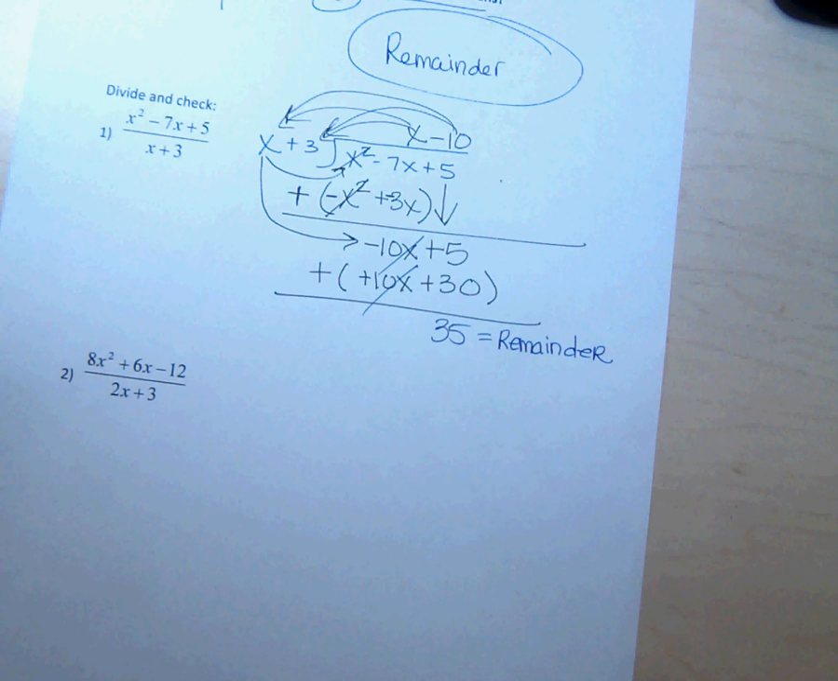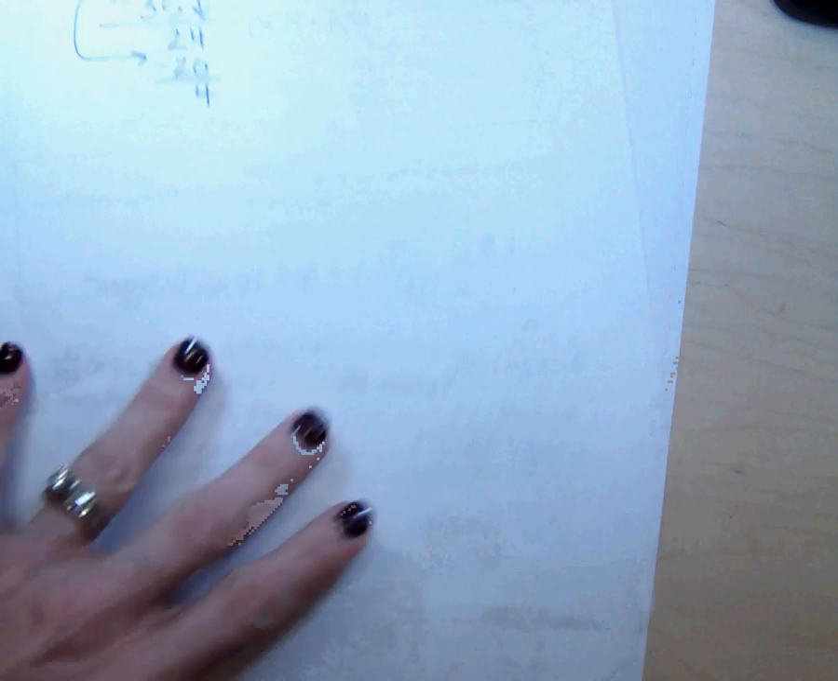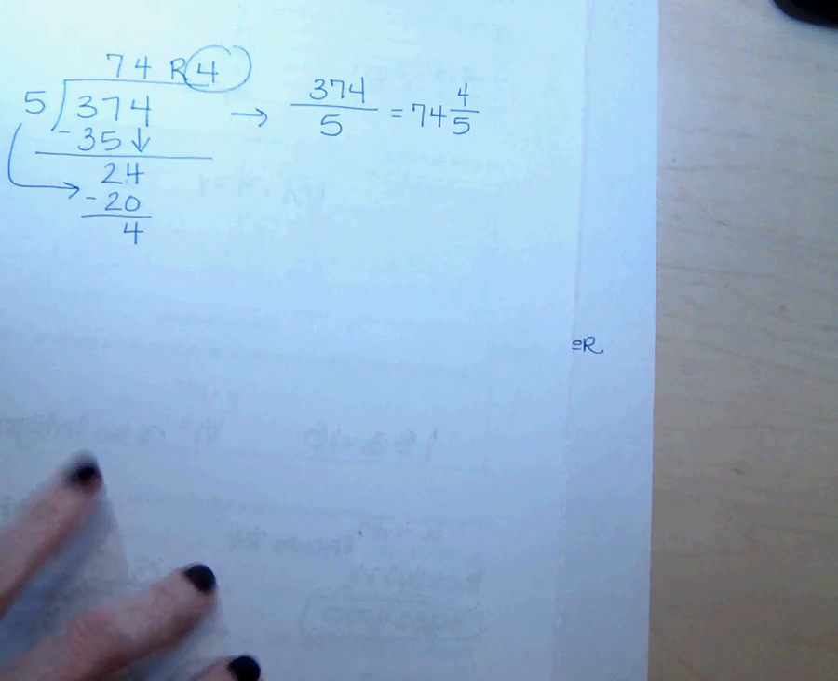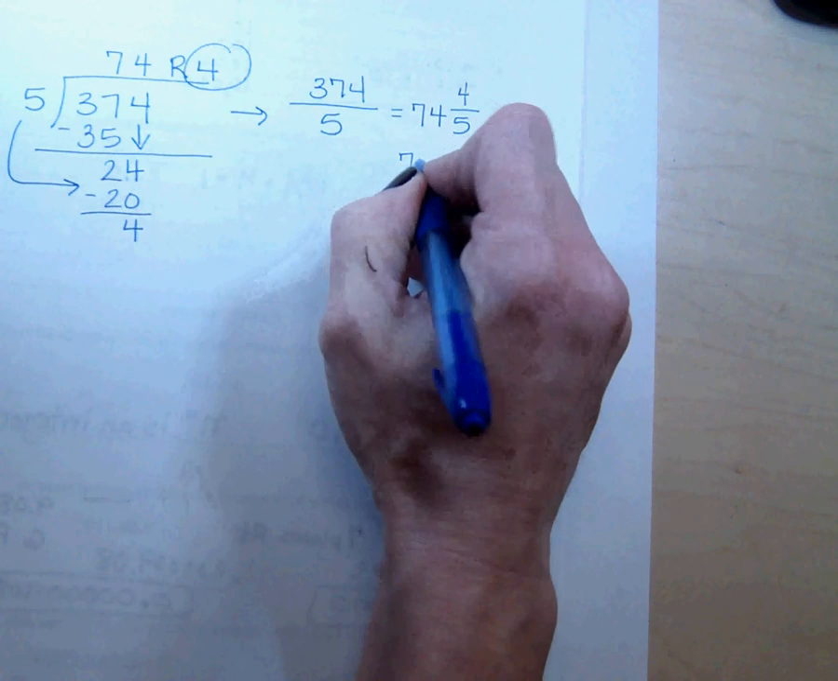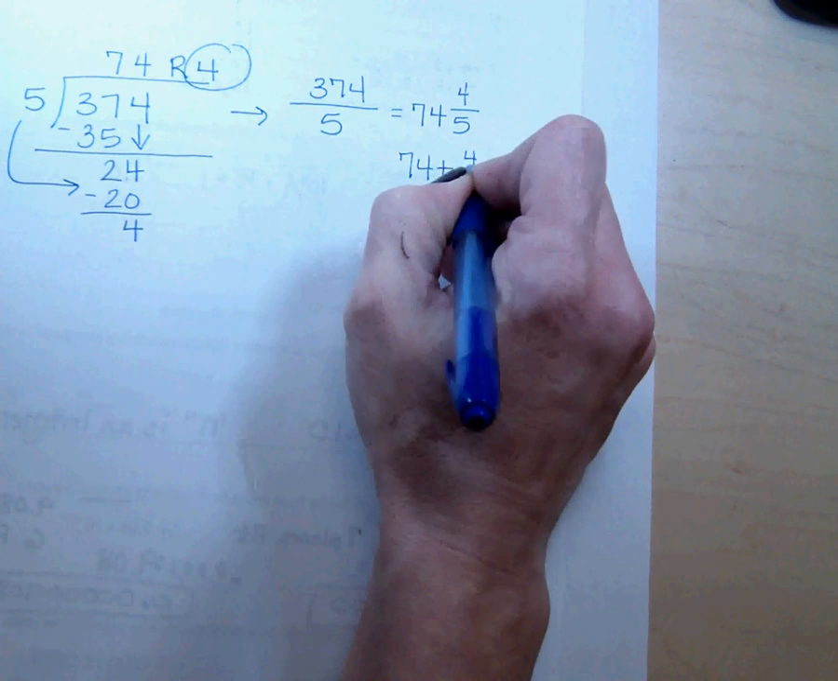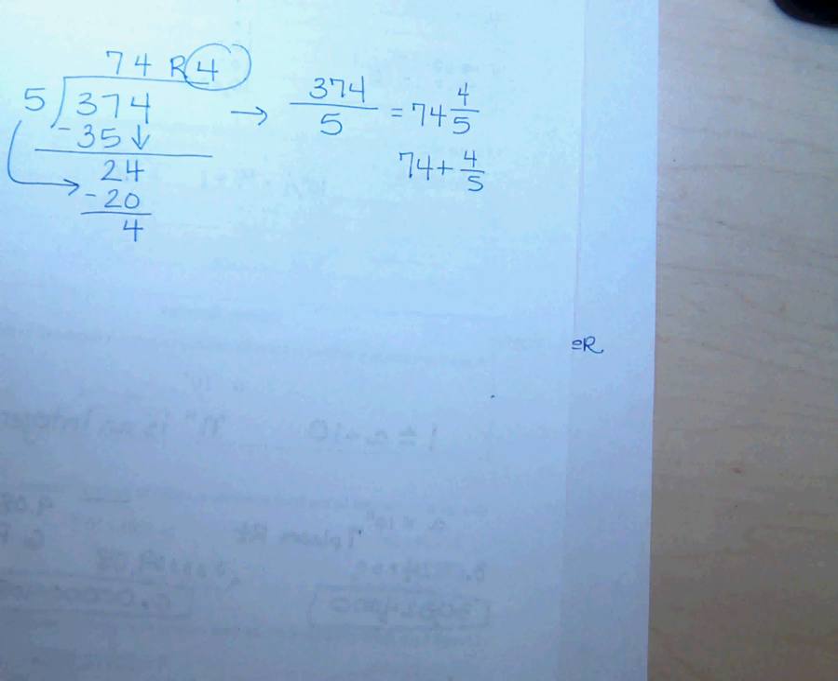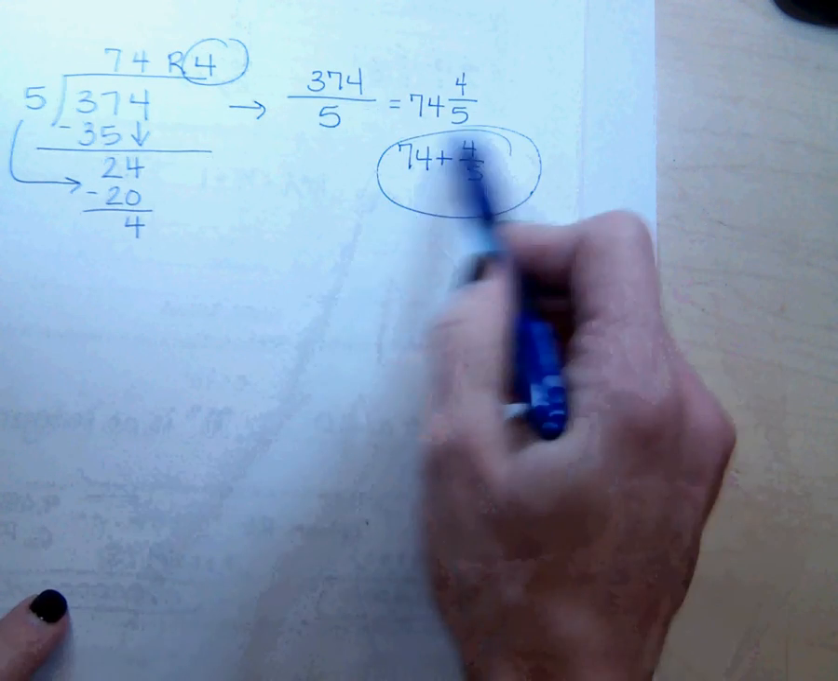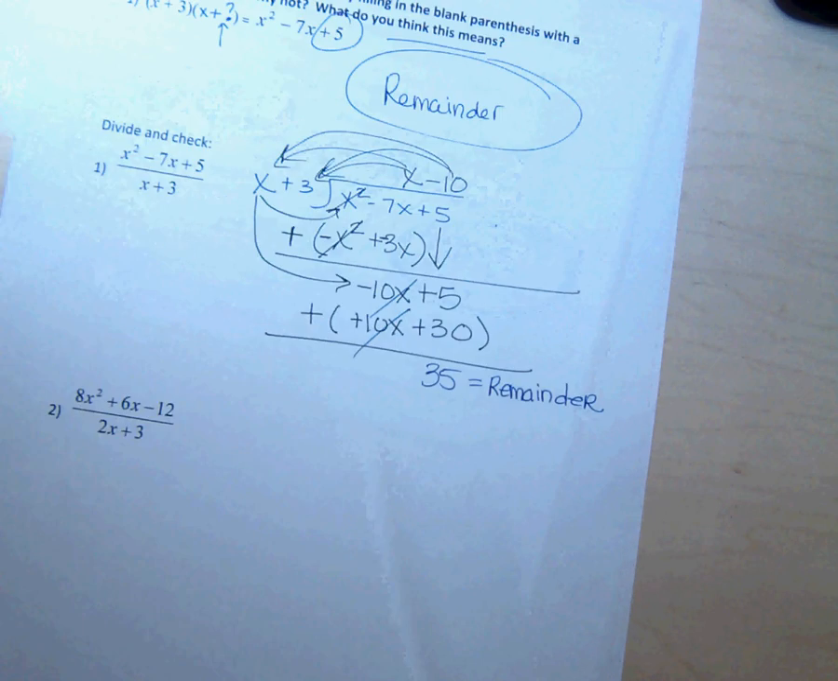Okay, let's go back to my sample long division problem that I did right here. We said we could write it as a mixed number. Well, 74 and 4/5, that's the same as 74 plus 4/5. So that's the form that we write our answer.